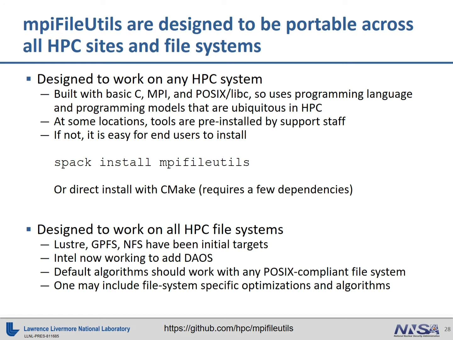If you're using Spack, it's a single line to install. Otherwise, you can run through the cmake command yourself after you install a couple of dependencies. So we're trying to make it easy to install so that it can build on all the different HPC centers. We're also wanting it to work with all the common file systems that you'll come across, right? So from the beginning, Lustre, GPFS, and NFS have been targets. We're also now working with Intel to incorporate DAOS. The default algorithms in the tools are all POSIX compliant, so it pretty much should work on any file system you come across. We then try to optimize those where possible to put in file system specific optimizations.